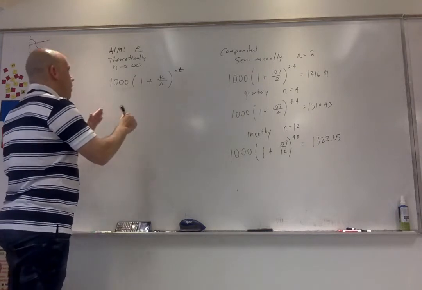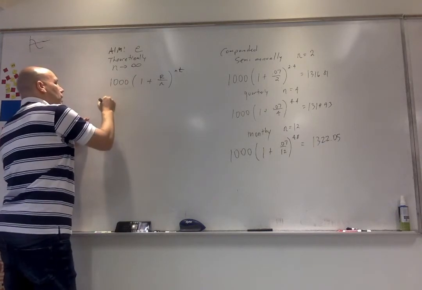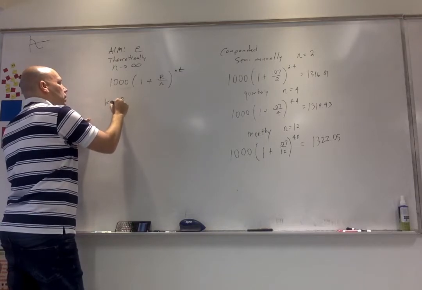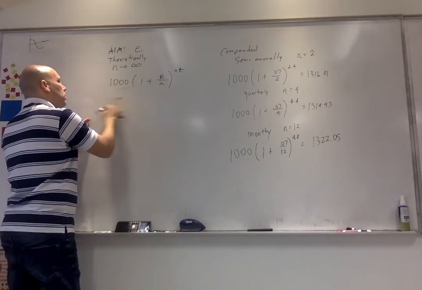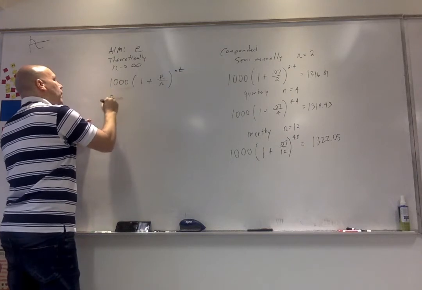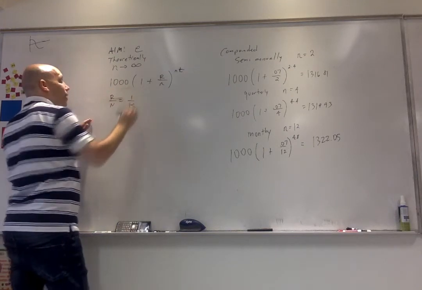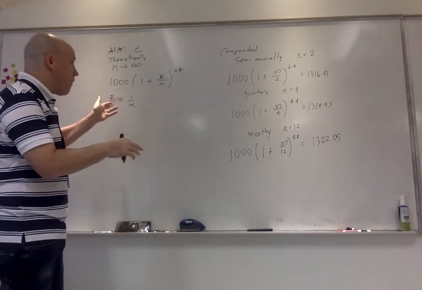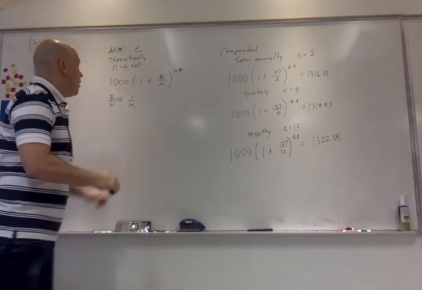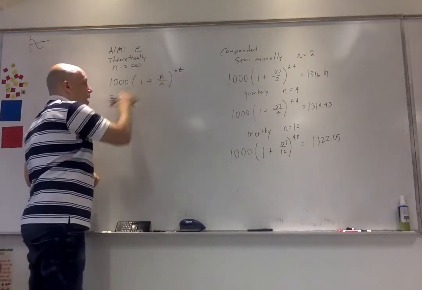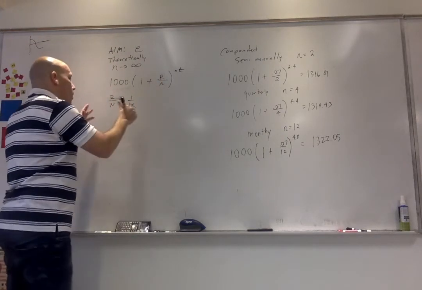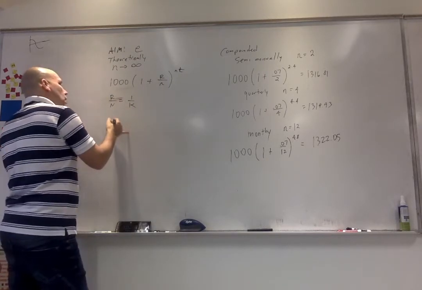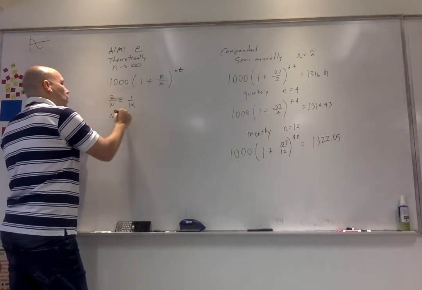What we're going to do is let r over n equal 1 over k. Once again, I'm not testing you on this. This is just how we're going to arrive at what e is. We're going to substitute r over n with 1 over k. Then we're going to do some cross multiplication. We're going to say that n is equal to rk.